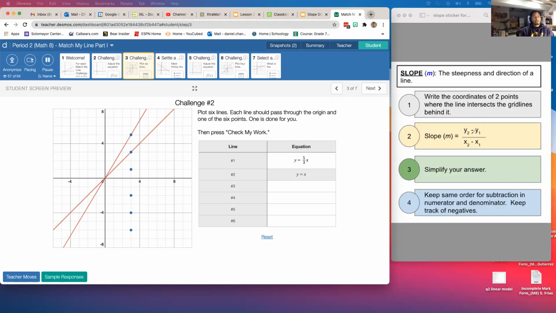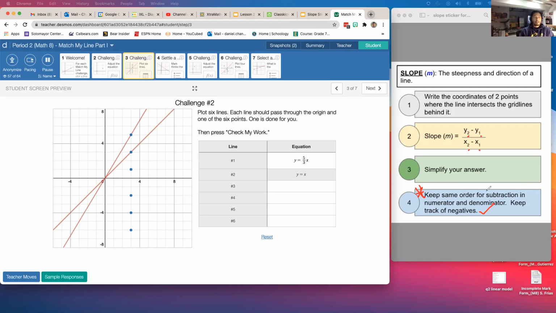The y coordinate of point 2 minus the y coordinate of point 1, divided by the x coordinate of point 2 minus the x coordinate of point 1. Simplify your answer. And remember, the big note here, the reason why you have these little 2, little 1, little 2, little 1, is to make sure you keep the same order for the subtraction in the numerator and the denominator. And you have to keep track of negative numbers in your slope.